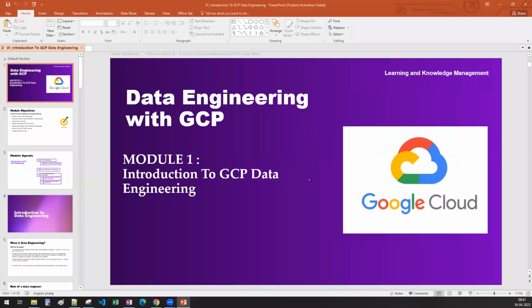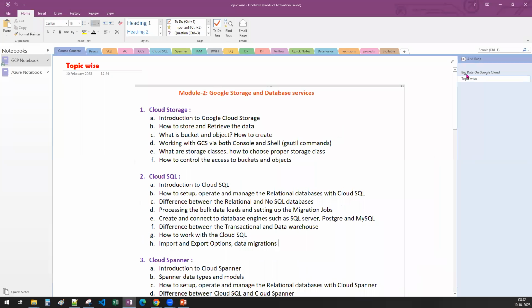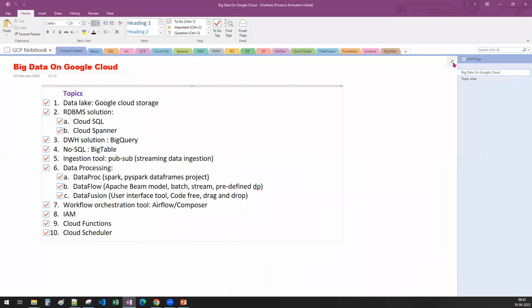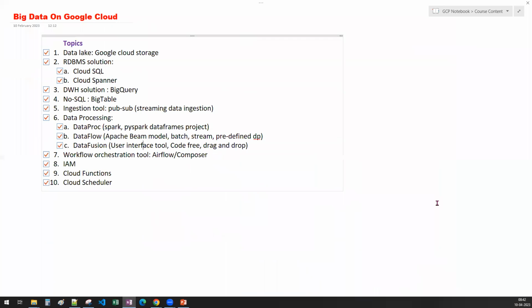And after that, we will start with the basic concepts in data engineering. So this is the course content, guys. I think you already know the course topics. Topic-wise, if you want to see, these are the services that we are going to discuss in our session.